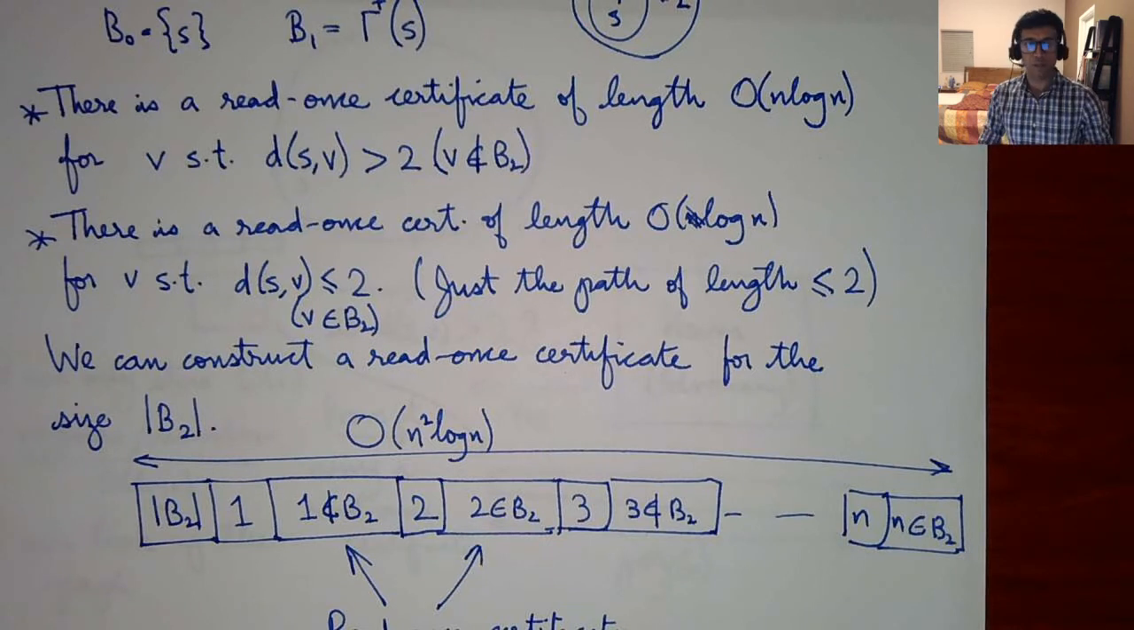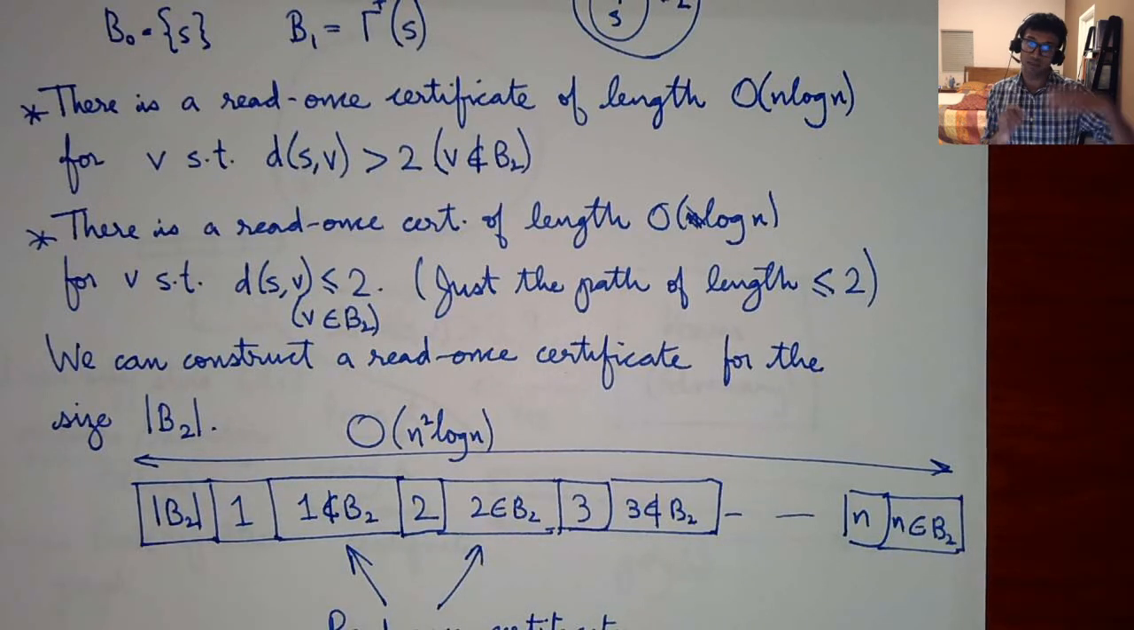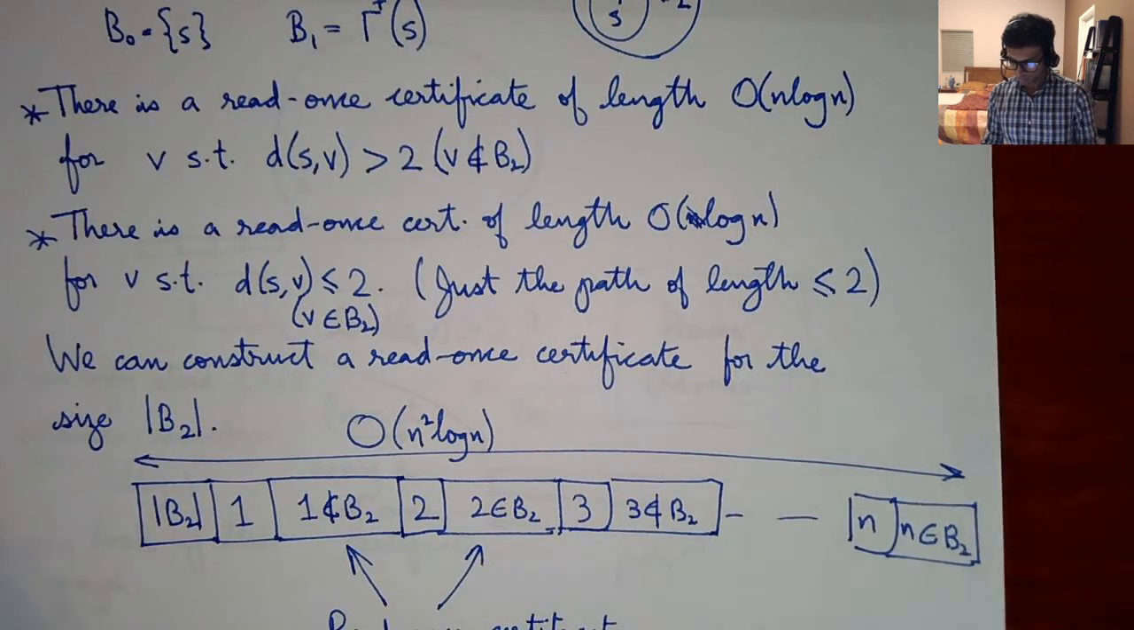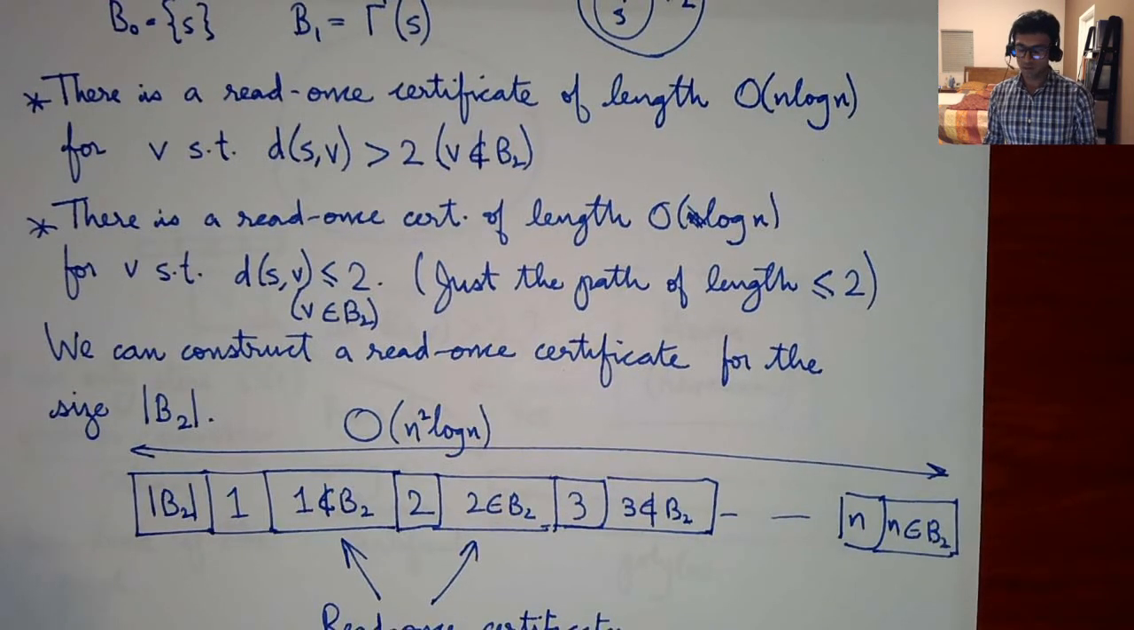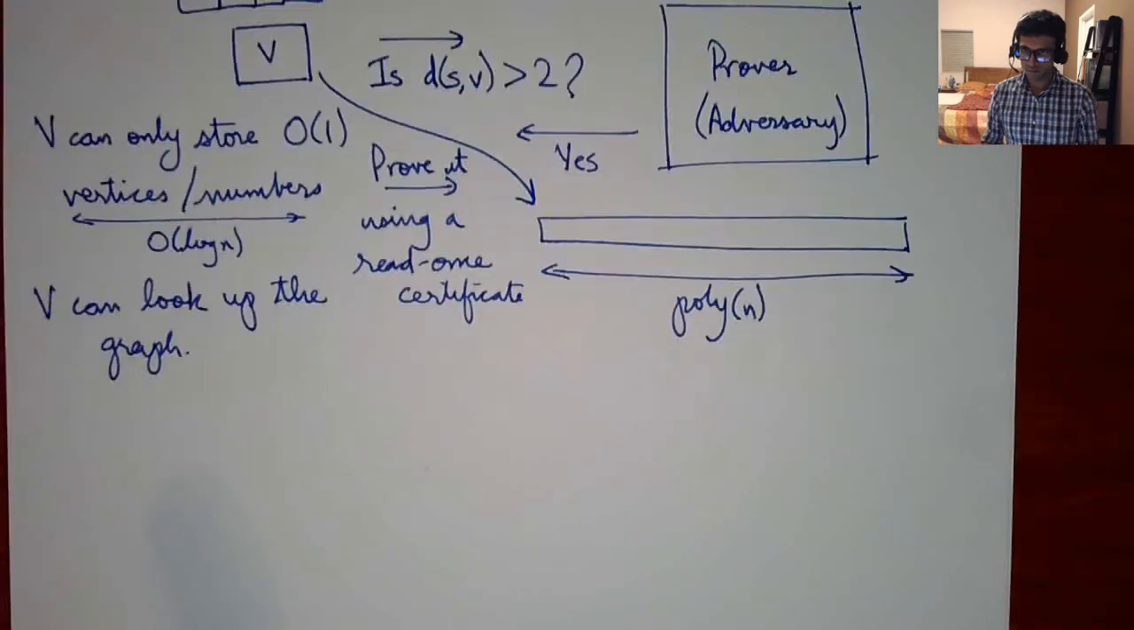This is the mental picture that I want you to have. Is this clear? I want to emphasize what's interesting is that B2 may have huge size. Don't think of the vertex degrees as constant. The vertex degrees might be n. There is no way that the verifier can even store the neighborhood. But yet it can be convinced of this fact. Can I throw out what I'm thinking? Sure. Yes. This is a good time to throw out your idea.